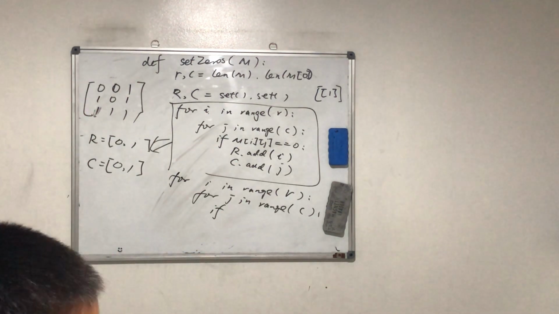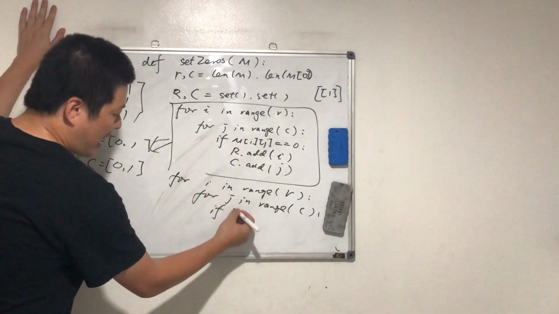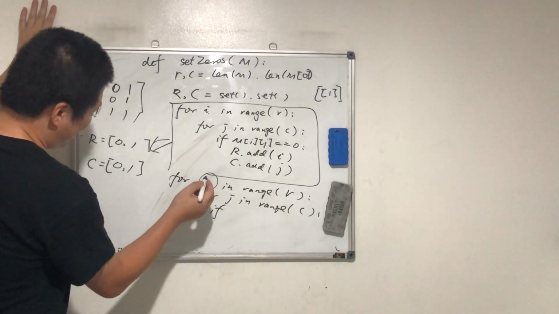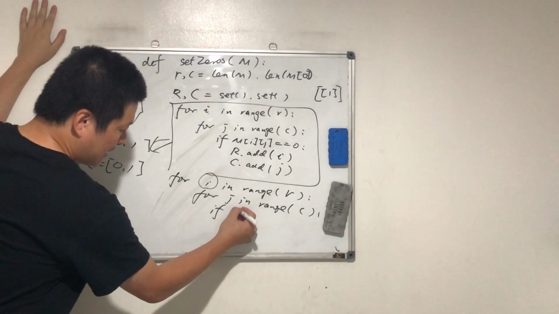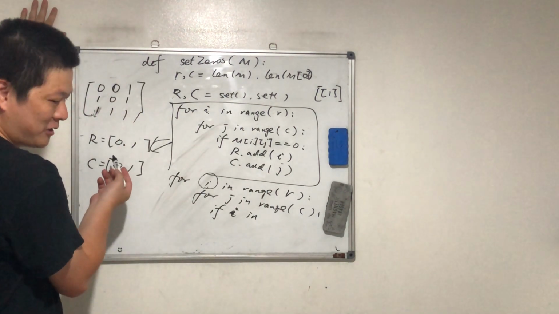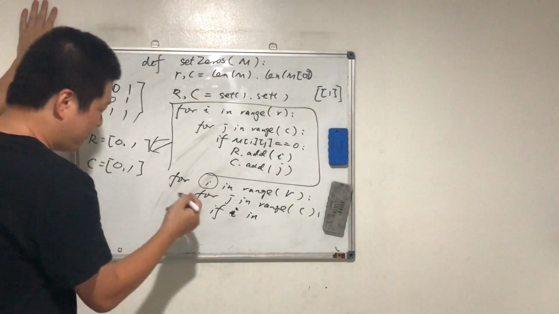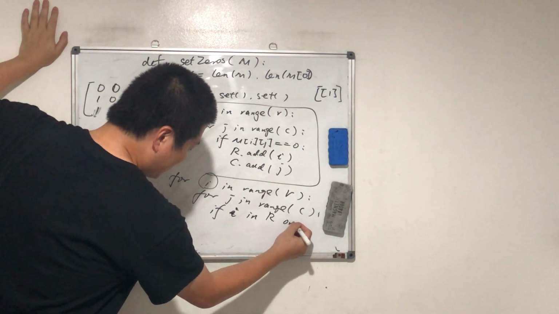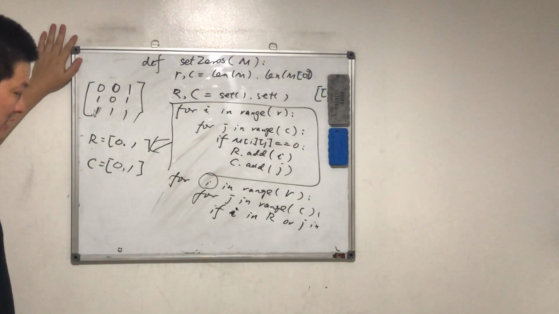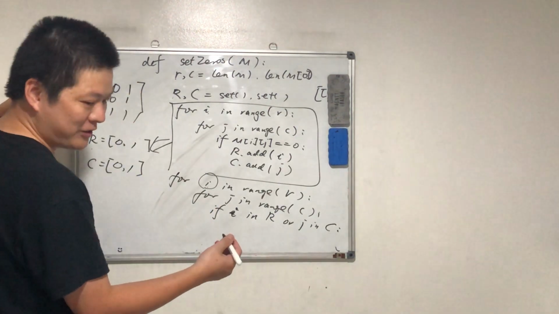We go through those elements and then what should we do now? If what? If I in what? Which one contains the rows we just visited? Rows, R, yeah. Or J in what? J in C. Yeah, in C. And then if this is satisfied, what do we do now?